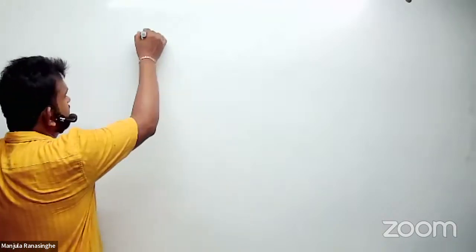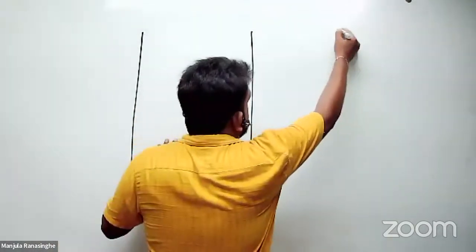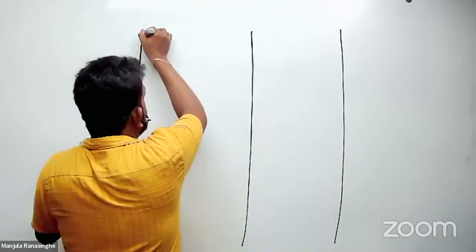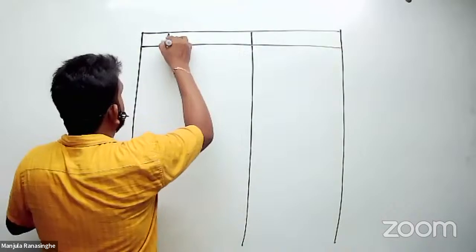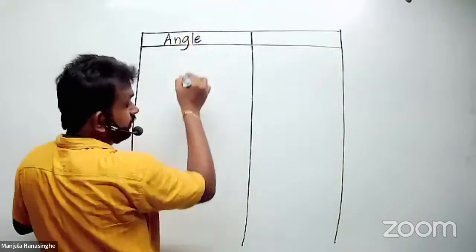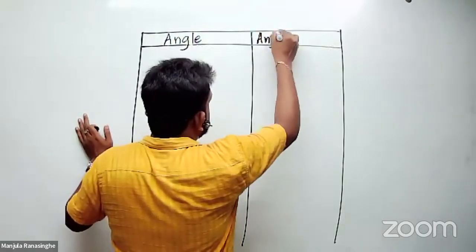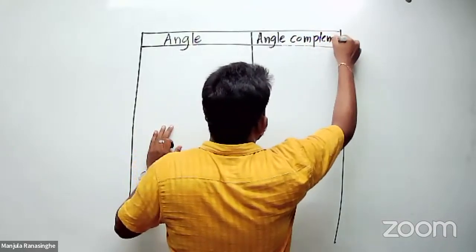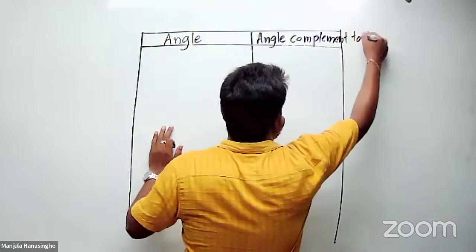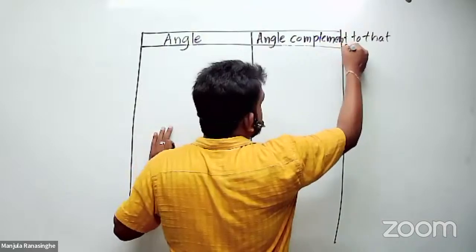Right. So now I prepare a table. This is the table. Here I mark the angle, and here the topic: angle complement to that angle, or in short, complementary angle to that angle.